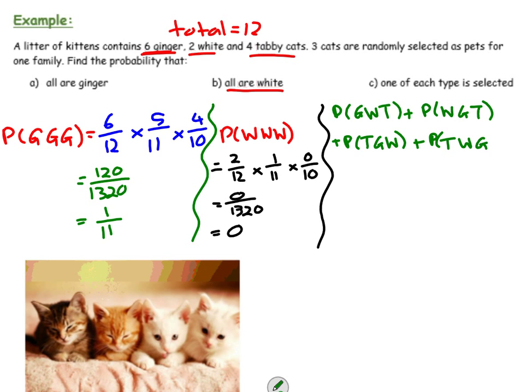white, then ginger, plus the probability of ginger, tabby, white, and then look through, is there any other combinations we've missed? Yep, we've missed one combination, probability that the first one's white, second one's tabby, and the third one's ginger. So there's 6 combinations in total. We've got to work these all out, but it turns out they're all quite similar.